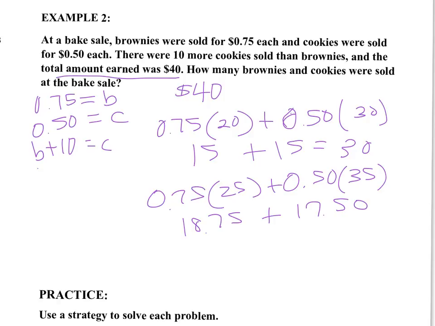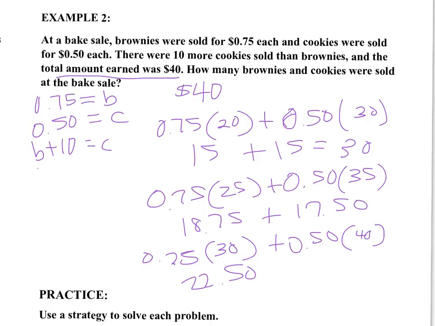So I'm going to go 0.75 times 30 for the brownies, which is $22.50. And then I'm going to see if I add 10 to get 40 for the cookies, see what that gets me. It looks like it's about $20, but that would take me over the amount. So I know that the number 20 doesn't work, the number 25 doesn't work, and 30 is too big, so I'm going to decrease it again.